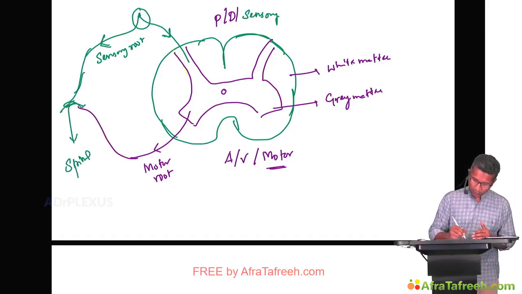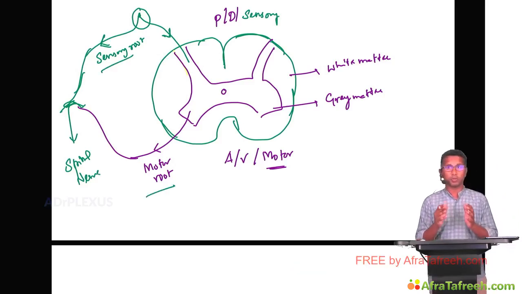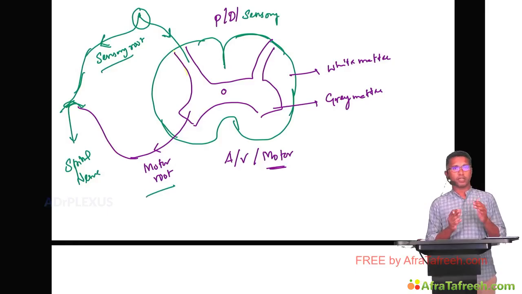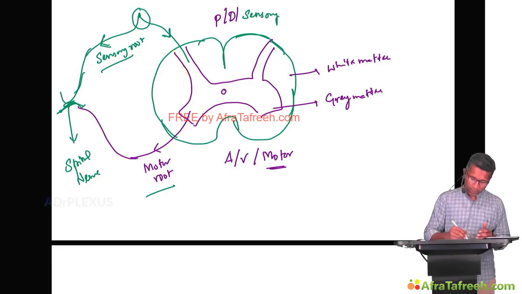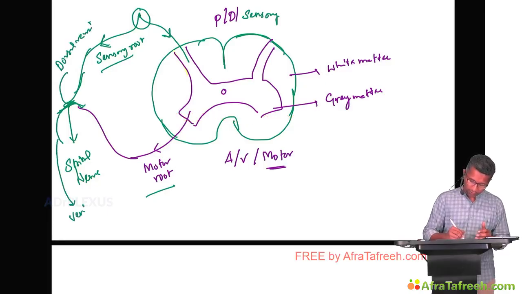If you take a spinal nerve, it is a mixture of motor and sensory, so it is usually a mixed nerve. Now if you see this spinal nerve, it divides into two branches. One is called the dorsal rami, another one is called the ventral rami. So this is the dorsal rami, and this is the ventral rami.